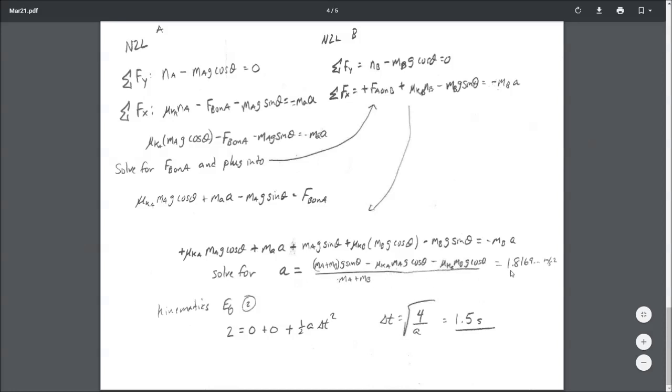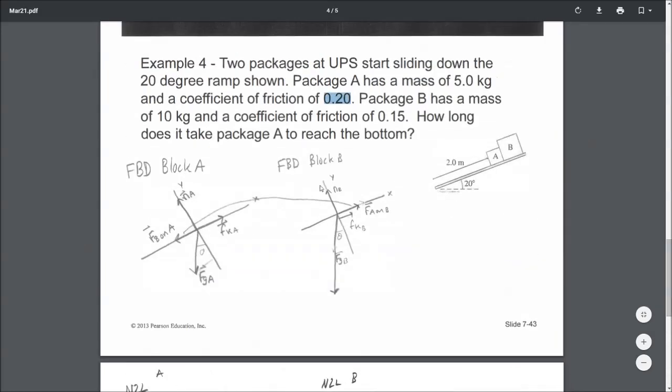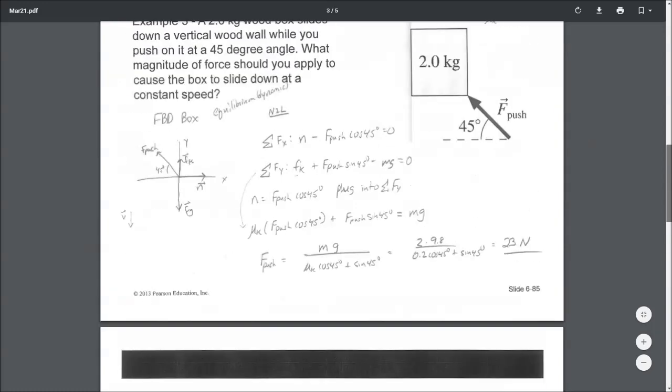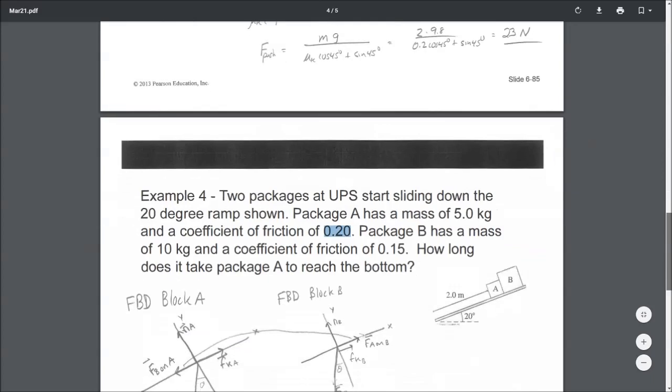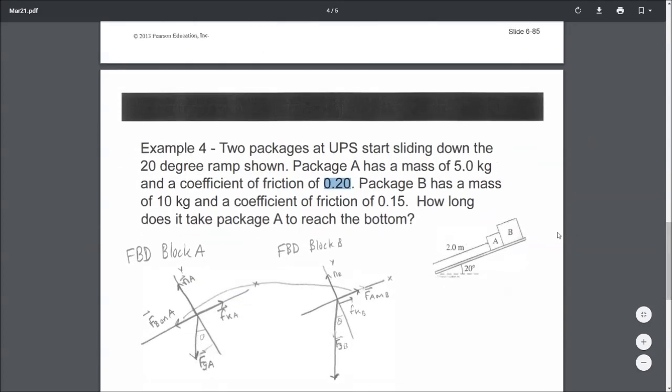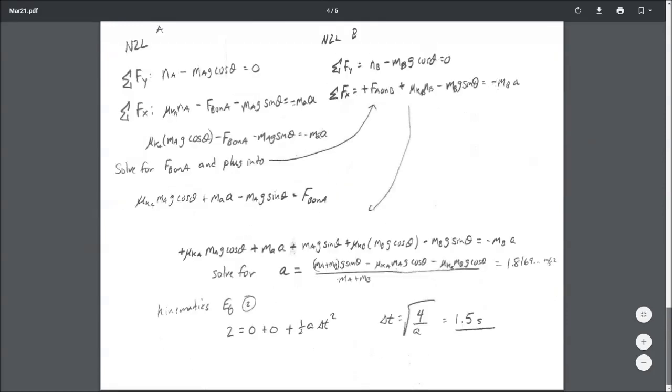We get an acceleration of 1.8. And the problem actually was a kinematic thing. How long does it take the package to reach the bottom? Well, I have my acceleration. We go to the kinematic world, and we say, okay, we have an acceleration, and we know the distance that we're going to travel down the ramp is what, 2 meters? I get 2 meters, right? 2 meters here. So how long does it take to go 2 meters with this acceleration? Well, I solve for delta t, and we get a 1.5 out of that.